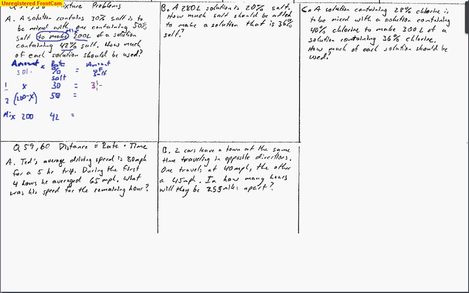We get 30x. Here we have to use the distributive property, so we get 10,000 minus 50x. And then over here we get 42 times 2, which gives me 84, and it's 8,400. And so these two amounts get added together. When I add those two amounts together, I can combine like terms. I take 50 from 30, and that gives me negative 20. Negative 20x plus the 10,000 equals the 8,400.